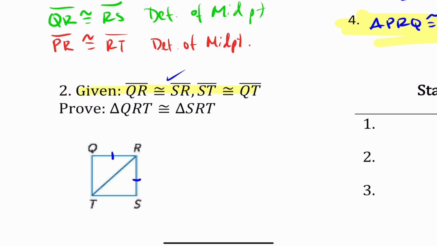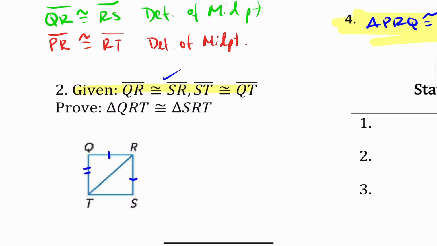Then we notice that segment ST is congruent to segment QT. So we cannot assume that segment ST is congruent to segment QR. It does not say that. It only says that segment ST is congruent to segment QT. So that means that I need to put 2 tick marks for each of them. Okay, so I'm done with that.